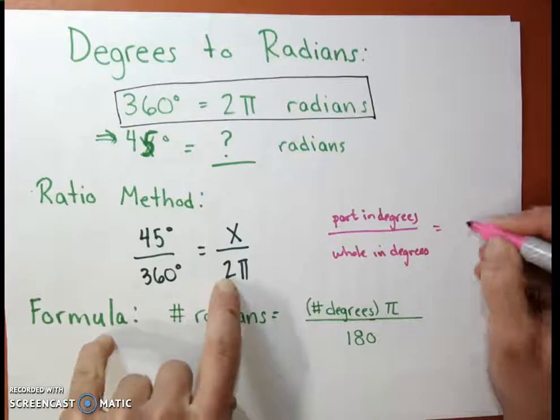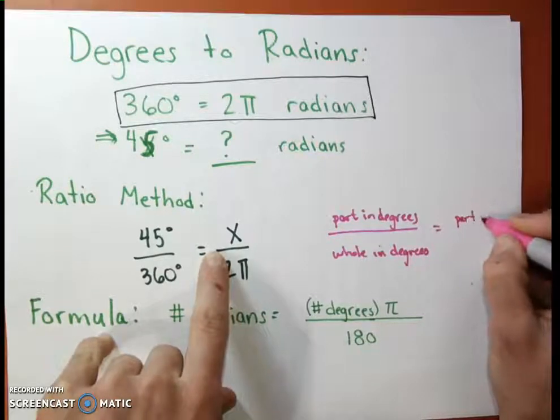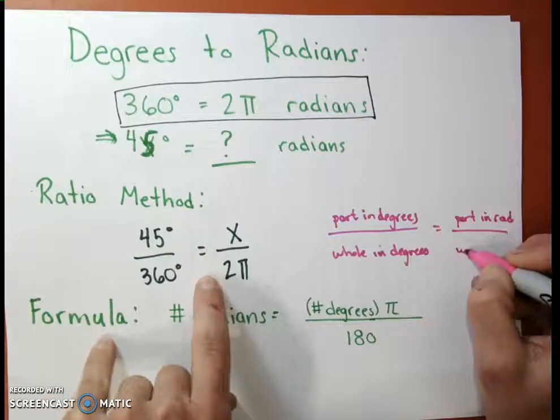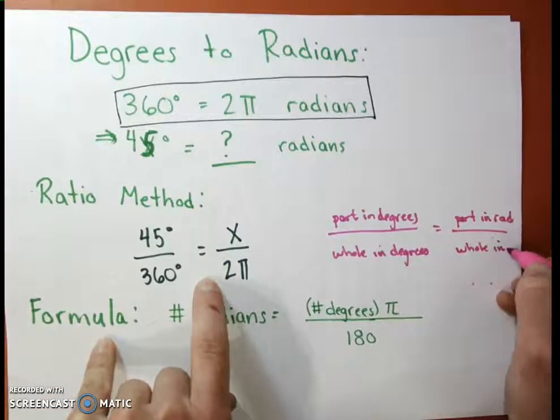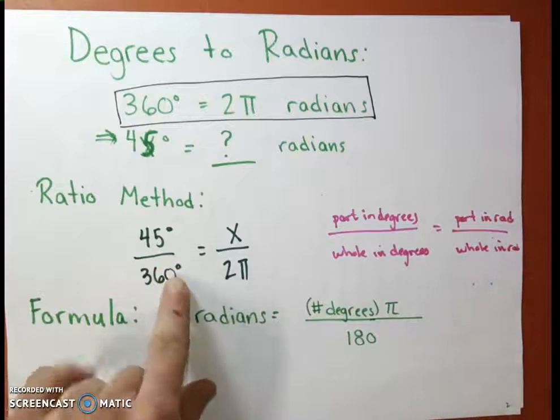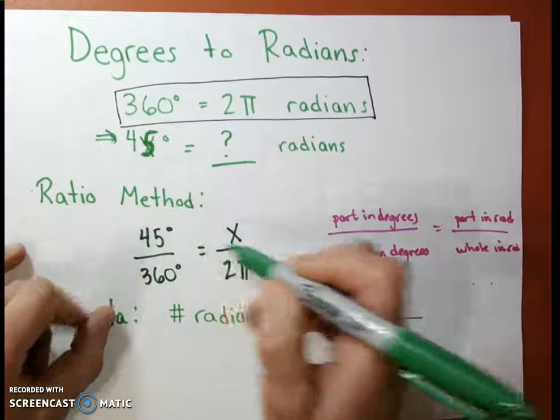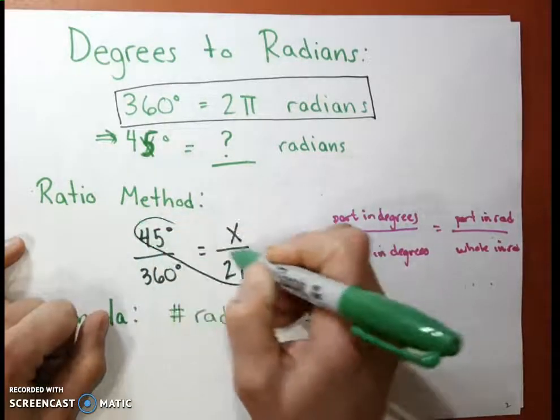And that's going to equal the part in radians divided by the whole in radians. So now I just have to solve this ratio. I usually solve ratios like this by cross multiplying.